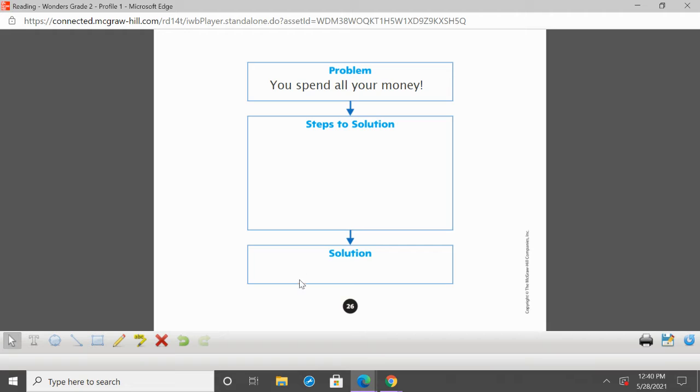And our solution, since in this passage it told us a solution right with the problem, we learned that you can make a budget.